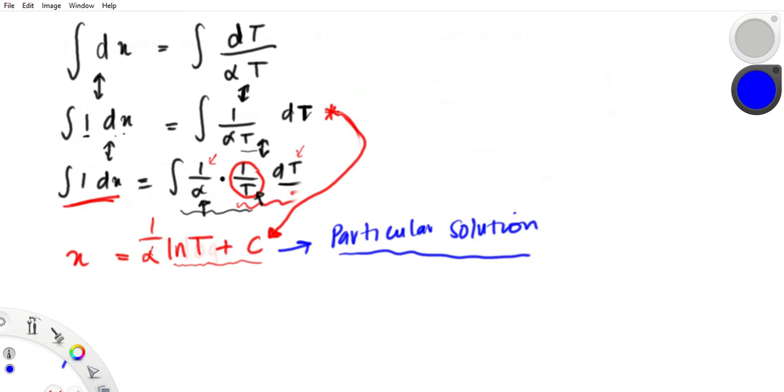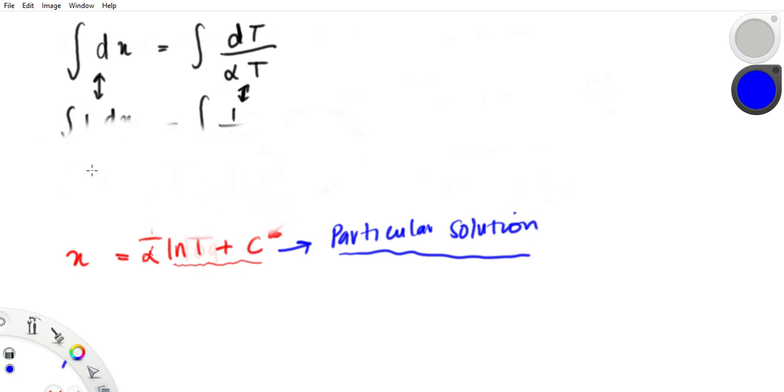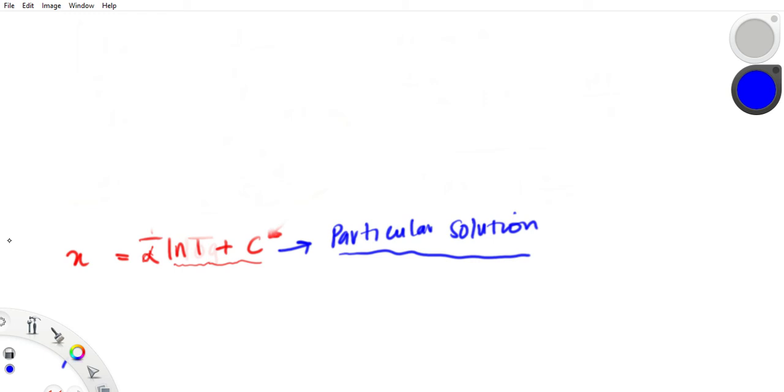Okay, I'm just going to write at the top x equals 1 over alpha ln t plus c, and we said that this was the particular solution.